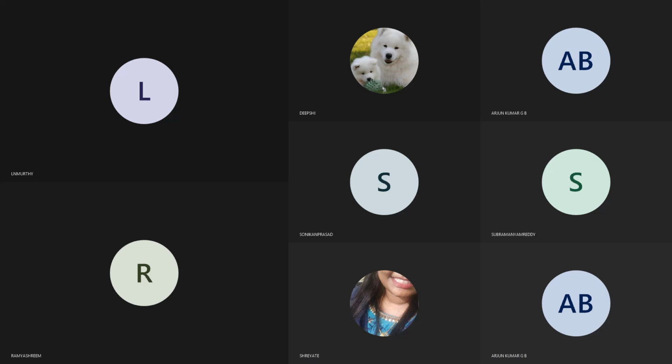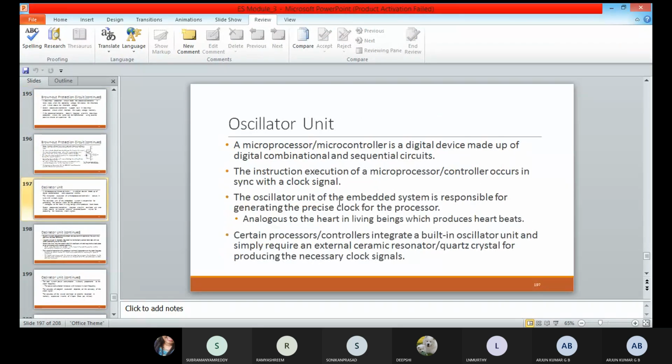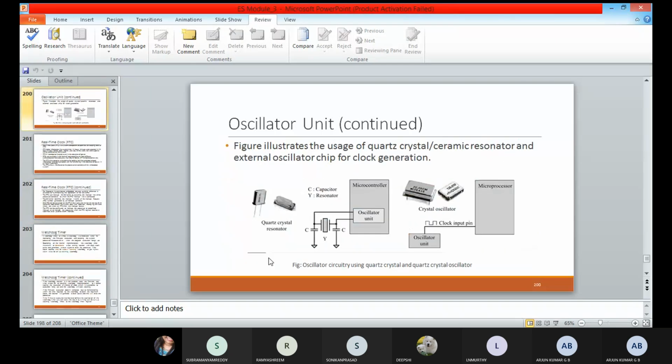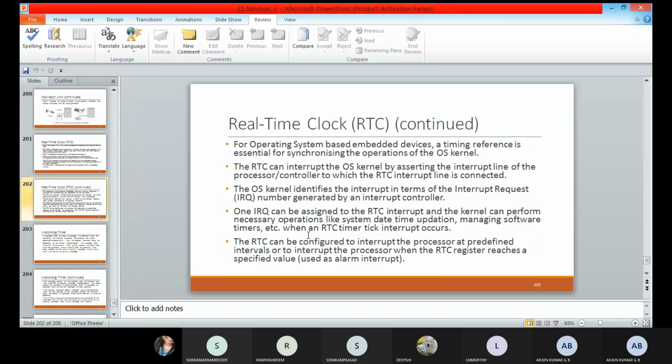Again, we have this one oscillator circuit for generating the necessary clock signals to instruct the program, and then the real-time clock. Real-time means keep on tracking the system components in real time. That RTC, or real-time clock, we discussed in the previous classes.